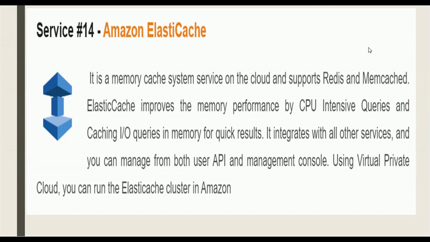Amazon ElastiCache is an in-memory cache system service on the cloud and supports Redis and Memcached. ElastiCache improves performance by handling CPU intensive queries and caching input-output queries in memory for quicker results. So this is used for memory caching.